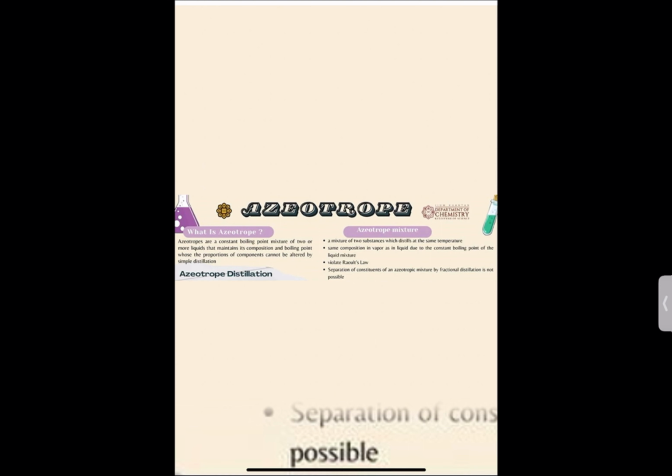This is because during a simple distillation, the mixture is heated and the vapor is condensed and collected. However, since the vapor has the same composition as the liquid, the collected liquid will have the same composition as the original mixture. Consequently, it is not possible to separate the components of an azeotropic mixture by simple distillation only. Thus, to separate an azeotropic mixture, additional techniques are required, such as azeotropic distillation or extractive distillation.